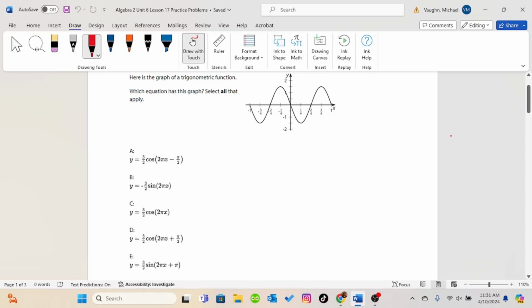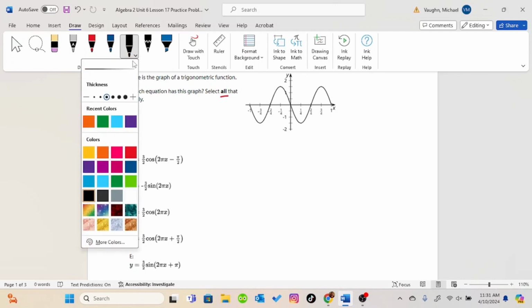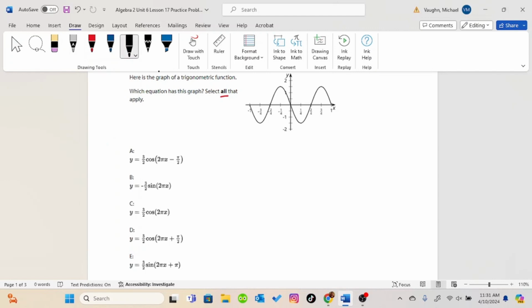Here is the graph of a trigonometric function. Which equation has this graph? Select all that apply. So notice it says all, so there can be more than one answer. And also, think about your unit circle if it helps you.